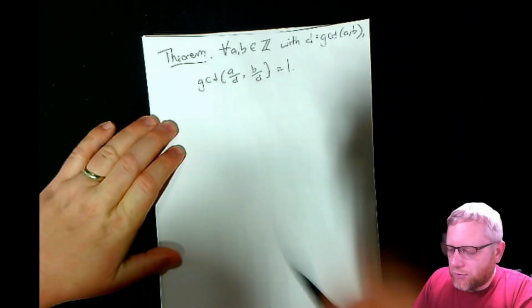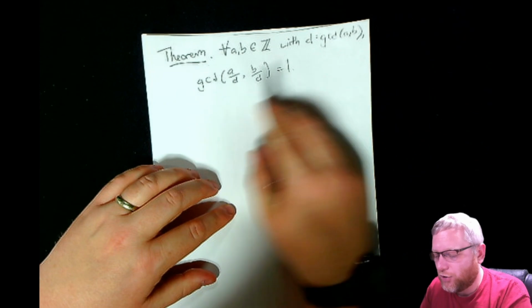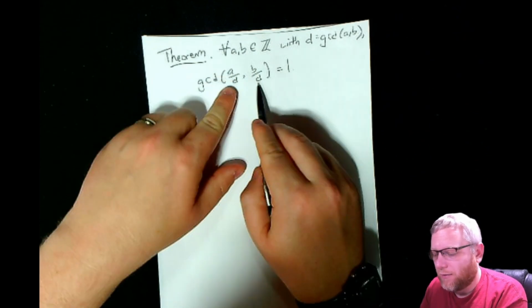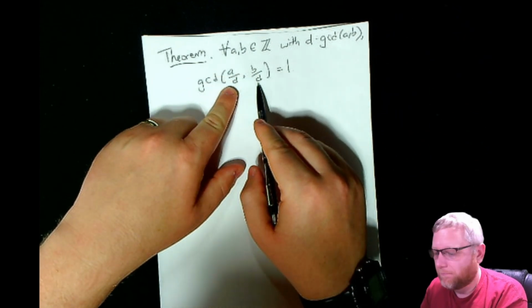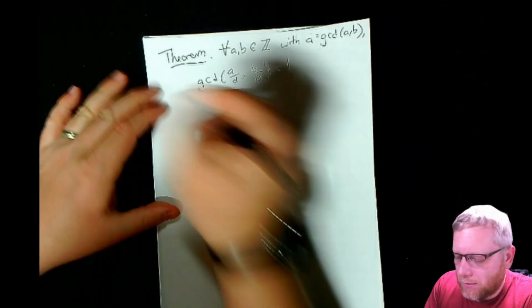Okay? So really the way of looking at this is nice: once you pull out of A and B the things that are in common to both of them, they have nothing in common anymore. That's all this says. Okay? So let's go ahead and prove it.